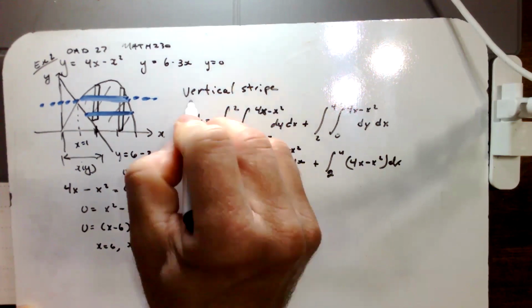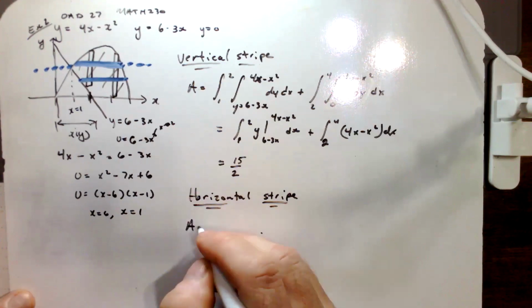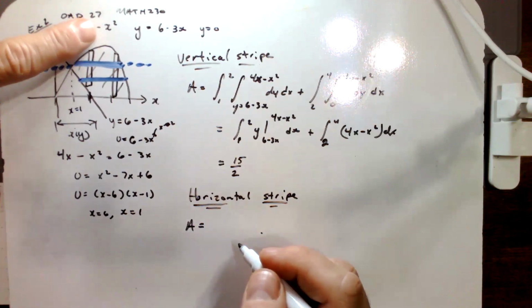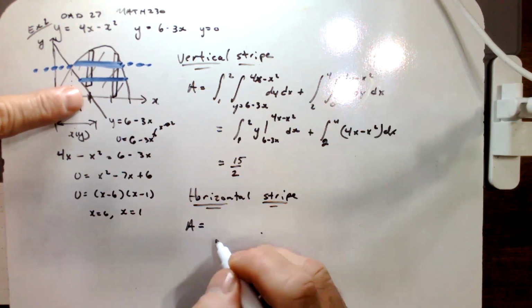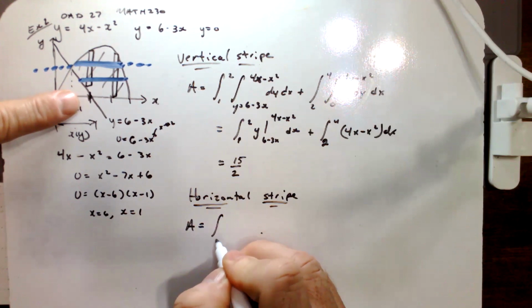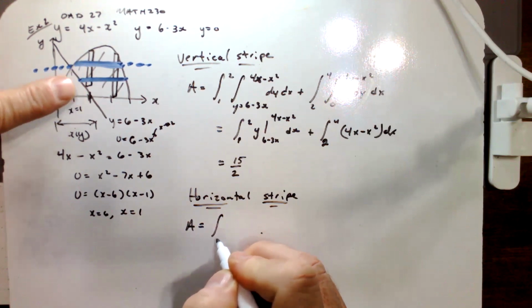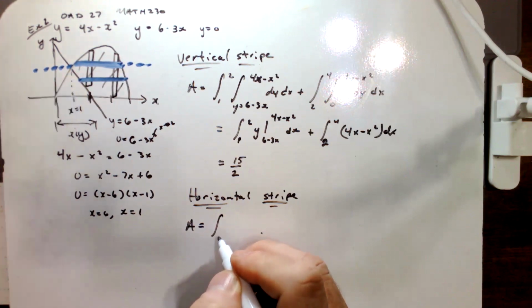Okay, so this is the vertical. So we're going to have a very similar situation. We're going to have area. From this one, the top of the function, I guess we should start at the bottom here and move up. So the integral from here is going to be the upper value minus the lower value.